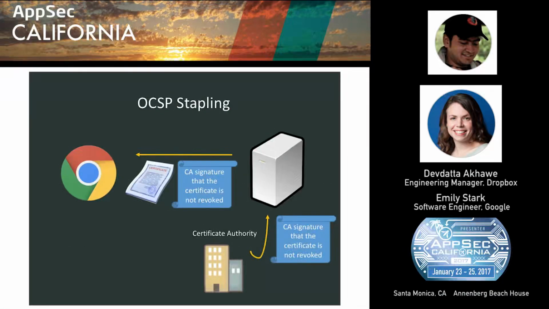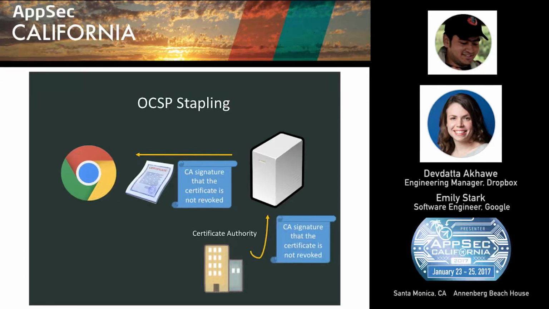In OCSP stapling, we sort of turn things around. Instead of the browser talking to the CA to ask if the certificate is valid, the server does. Every so often, the server goes to the CA and says, can you please give me a signed message stating that my certificate is valid and not revoked? Then the server staples this signed message from the CA when it delivers the certificate.